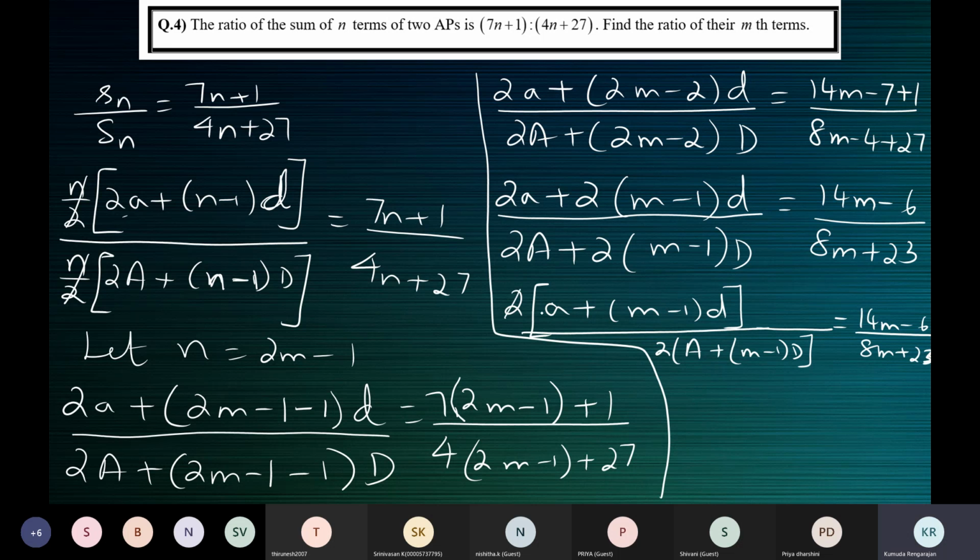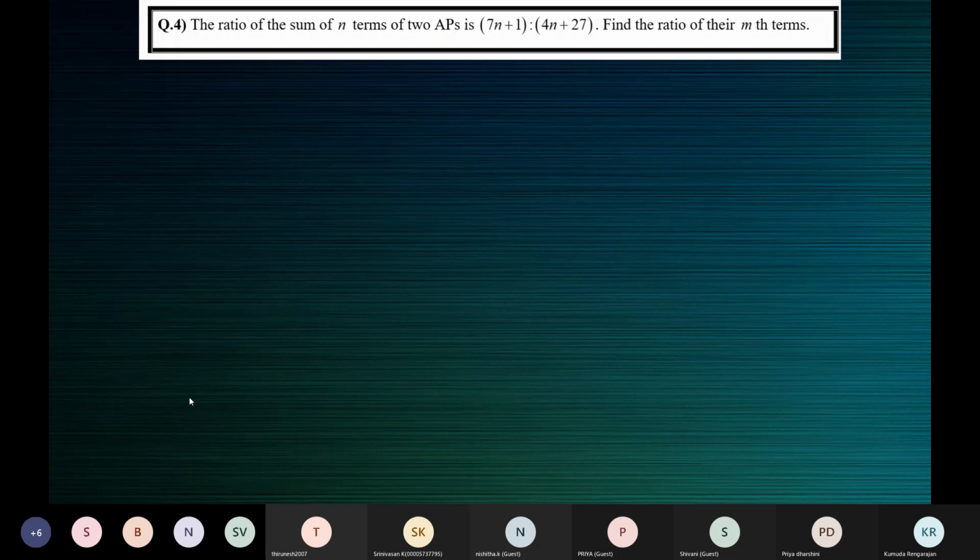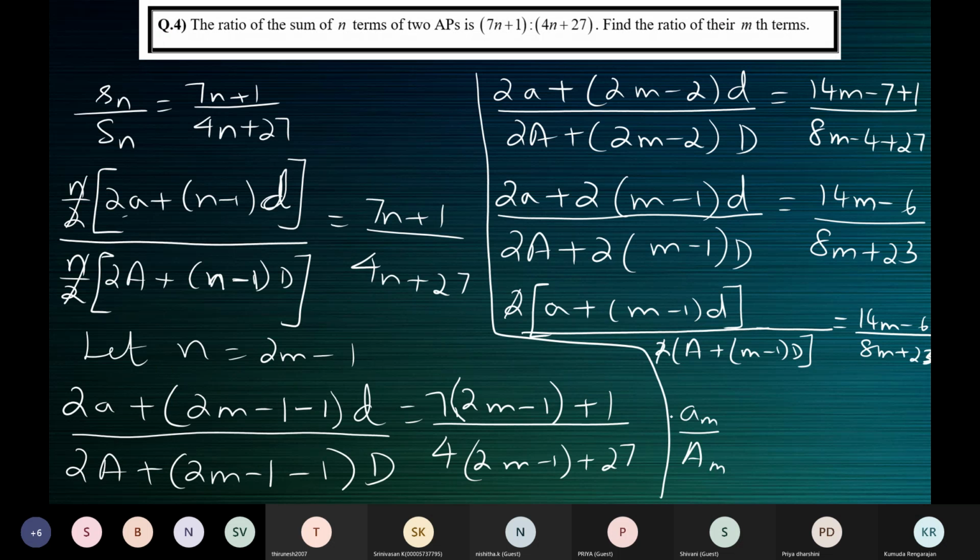So 2 gets cancelled in the numerator and denominator. A plus m minus 1 into d is nothing but am, divided by, again, capital A plus m minus 1 into capital D is am. Is equal to 14m minus 6 divided by 8m plus 23. So this is the required ratio.